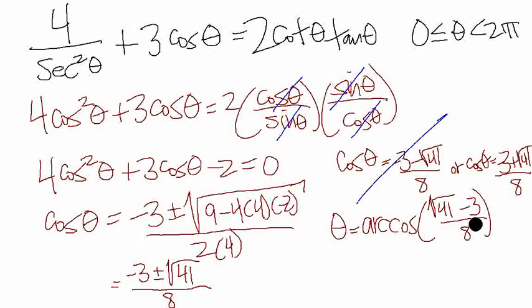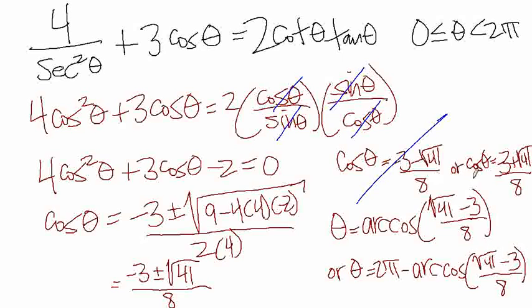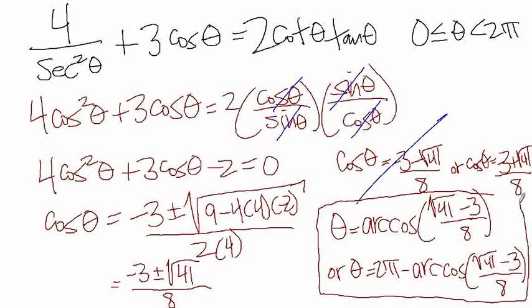Now, that is not the only solution with respect to the desired interval. We also have to include 2 pi minus that value. 2 pi minus the arc cosine of the square root of 41 minus 3 all over 8. Okay, we got it. I just barely squeezed it in there. So that is the complete solution set with respect to values greater than or equal to 0 radians and less than 2 pi radians.